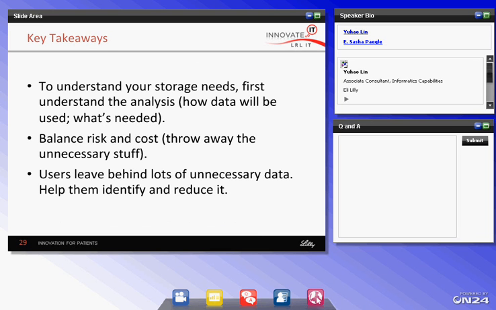All right, a few key takeaways. In order to understand your storage needs, you need to first understand the analysis. Balance risk and cost. The key there is understanding the risk and seeing if you're willing to accept it, and then you should be confident to throw away the unnecessary stuff.